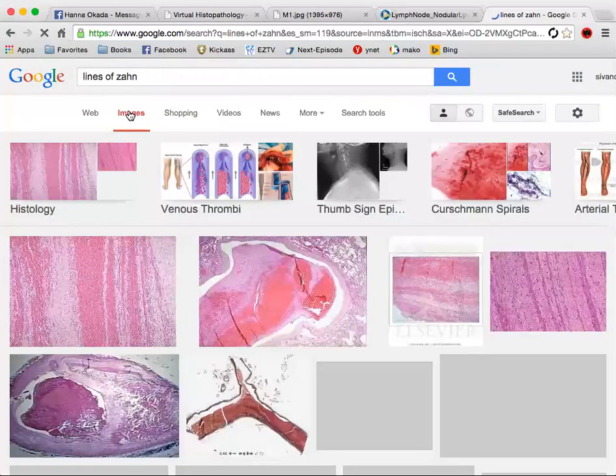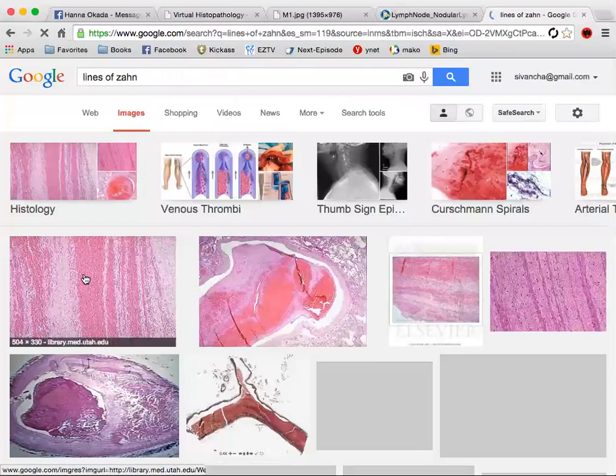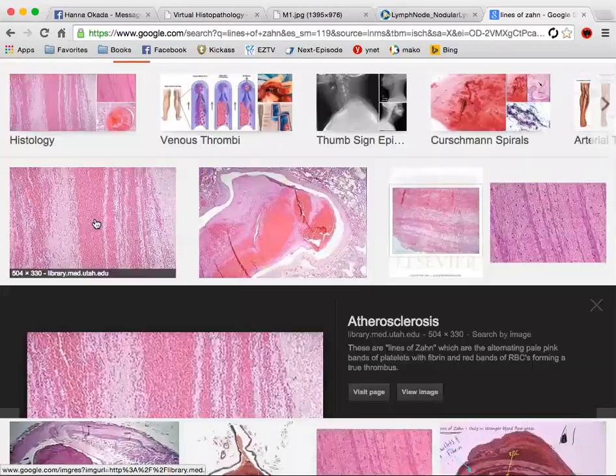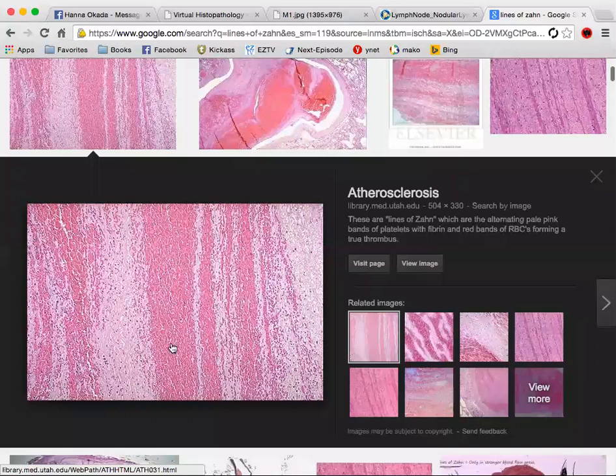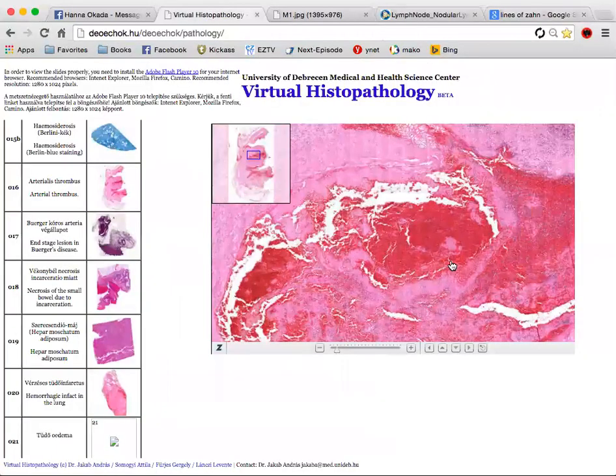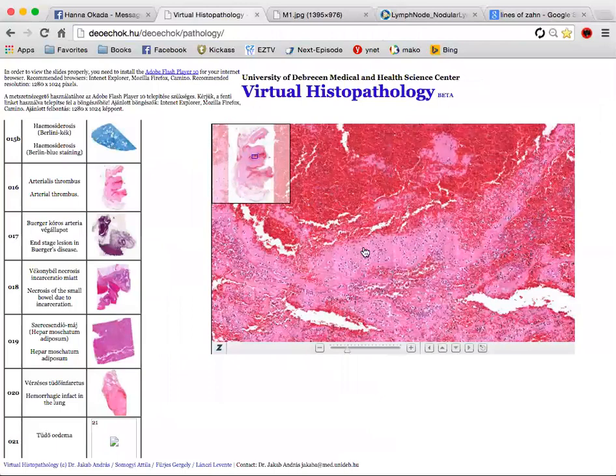And lines of Zahn are these lines of red blood cells and fibrin and platelets and red blood cells again. This form with these really straight lines would happen in areas with a faster flow. So here it's just laminated. These aren't really lines of Zahn.